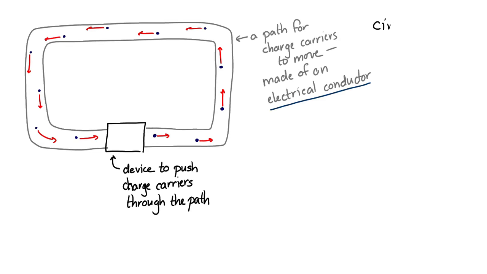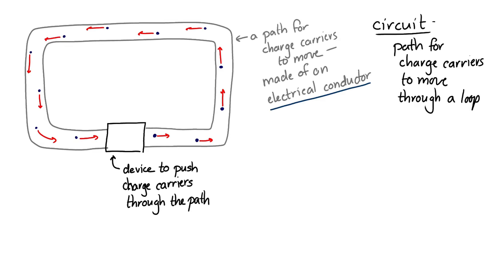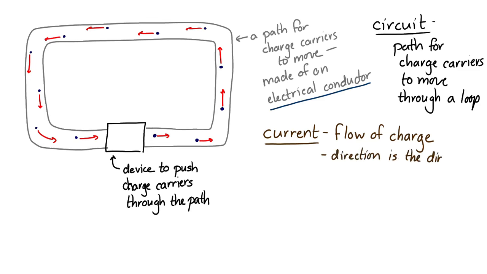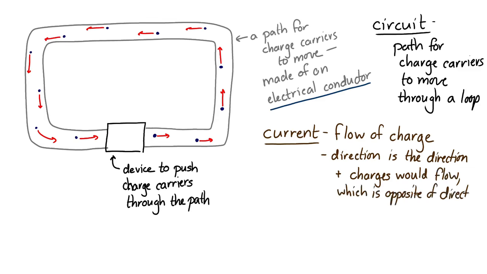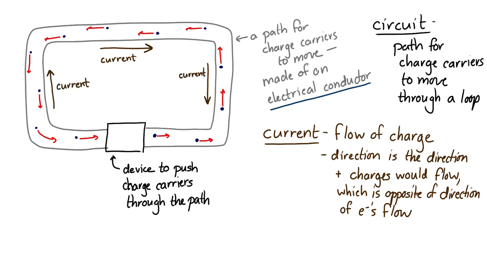A circuit is a path for charge carriers to flow through a loop. Now, the flow of the charge carriers, the flow of charge, is called a current. But there's a difficulty here. Current is defined to be the direction that positive charges would flow, which is opposite to the direction that electrons flow. So if the electrons are moving around this way, counterclockwise, then the current through this circuit is clockwise. Kind of strange. So let's give a formal definition of current.